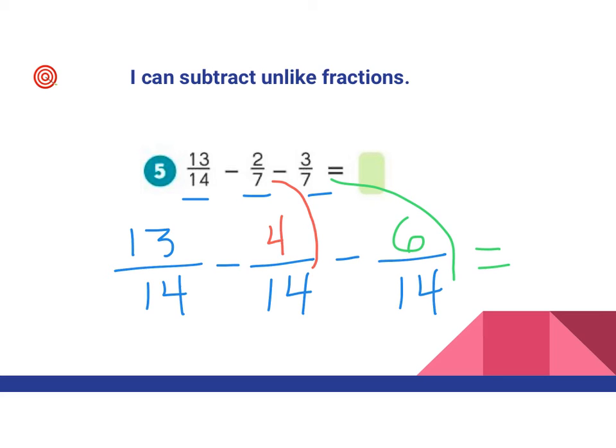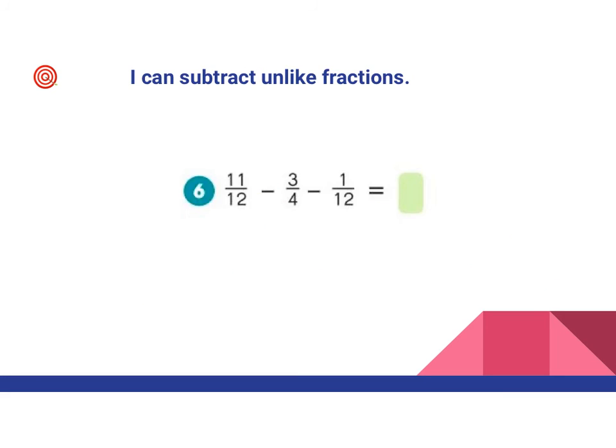Okay, now all I need to do is subtract the numerators. 13 minus 4 would be 9. 9 minus 6 would be 3. 3/14. You give this one a go, and then come back and check.